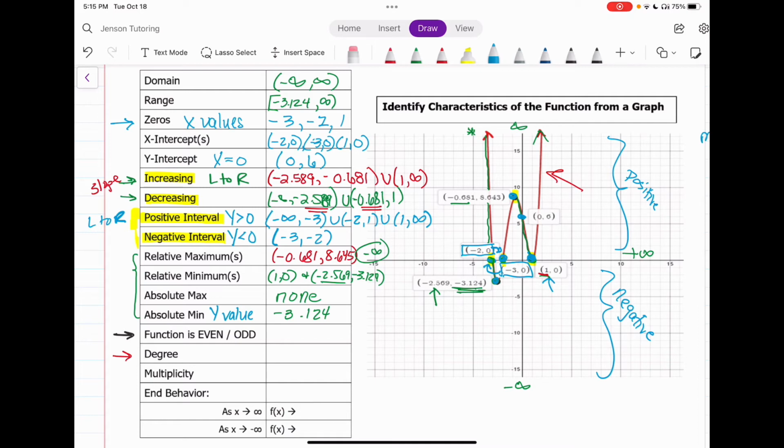Okay, so to wrap up this graph, the next concept is whether the function is even, odd, or neither. This is talking about the symmetry of the graph. So if we're asked about the symmetry, this would be neither. It's neither even nor odd.